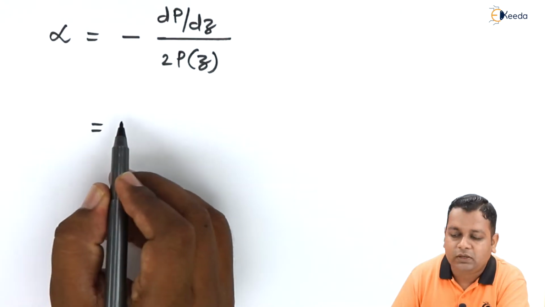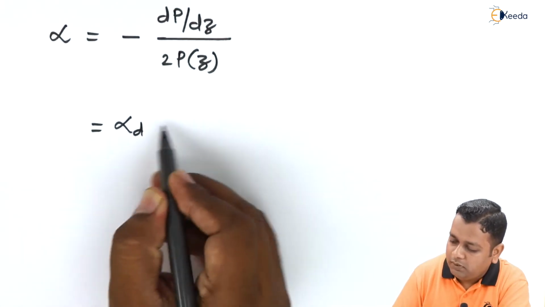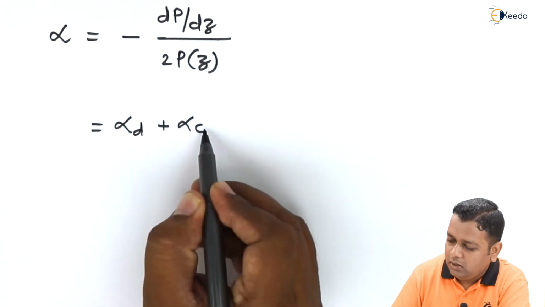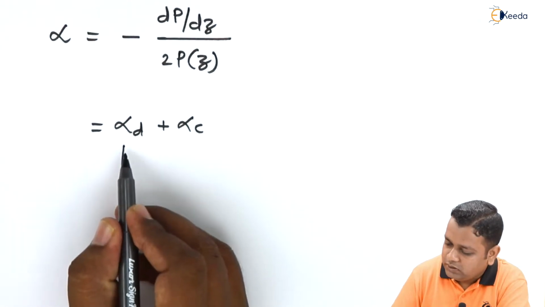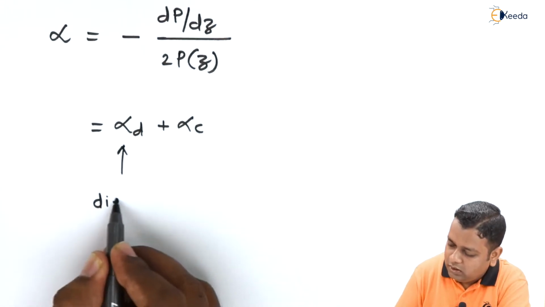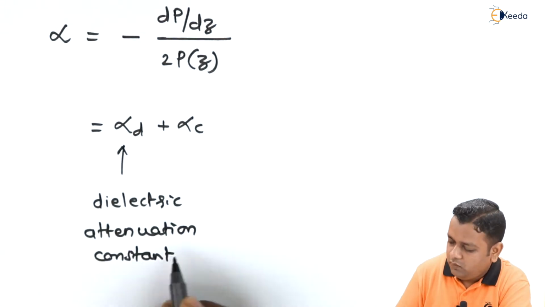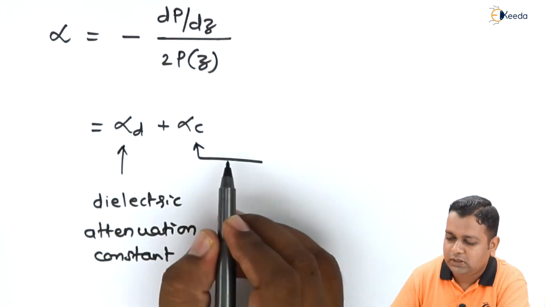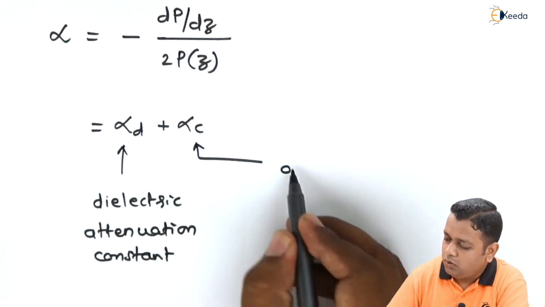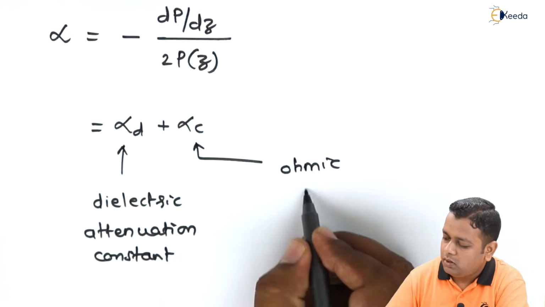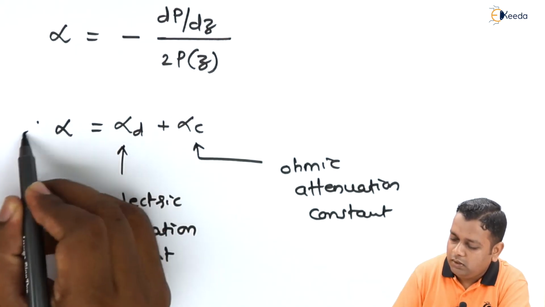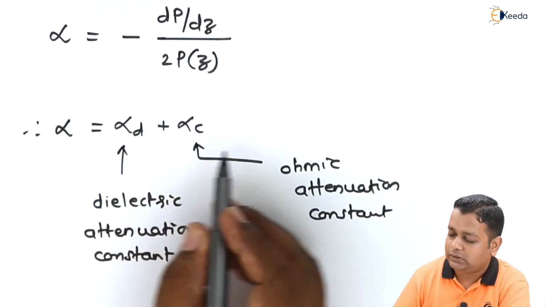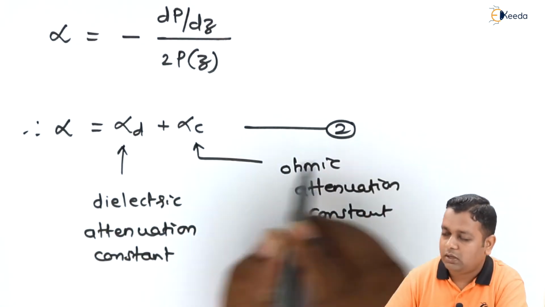So this can be split into two parts, alpha suffix d added with alpha suffix c. Alpha suffix d is the dielectric attenuation constant, whereas alpha suffix c is called the ohmic attenuation constant. Let the representation of alpha in terms of alpha d and alpha c be equation number 2 here.